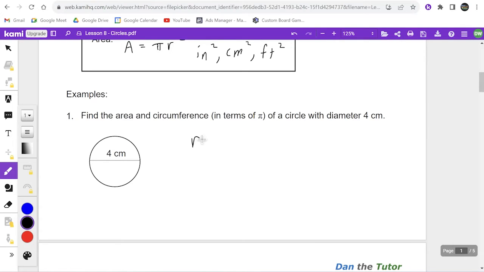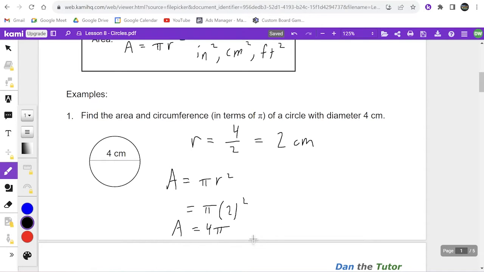Very first thing I'm going to say, the radius r is 4/2, which is 2 centimeters. And so now, I'm going to say area is equal to pi r squared. So in other words, pi times 2 squared. And that's going to be 4 pi for the area. Notice I'm writing my answer as 4 pi. I'm not plugging in pi in my calculator. I don't need to. And the units are going to be centimeters squared. Because for area, the units are centimeters squared. So there we go. There's my area.